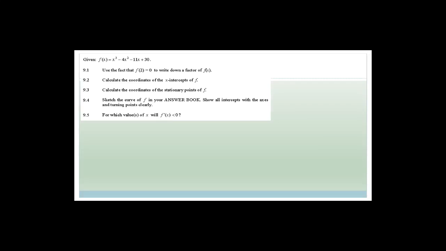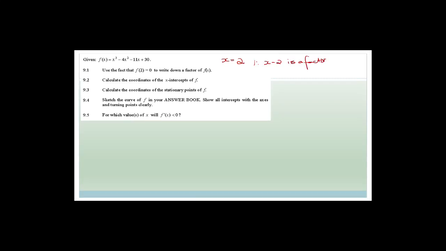They're giving you f of x is equal to x cubed minus 4x squared minus 11x plus 30. So this is obviously a cubic graph. It says use the fact that f of 2 equals 0 to write down a factor of f of x. What they're saying is that if we substitute x equal to 2 into this, then the whole thing equals 0, which means that x equals 2 solves this. Therefore, x minus 2 is a factor.